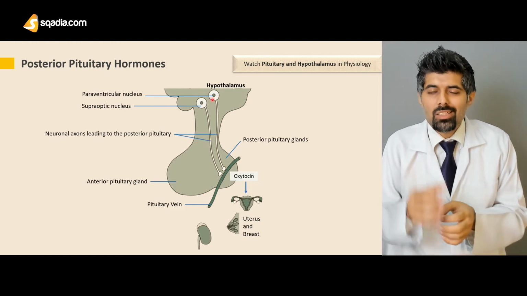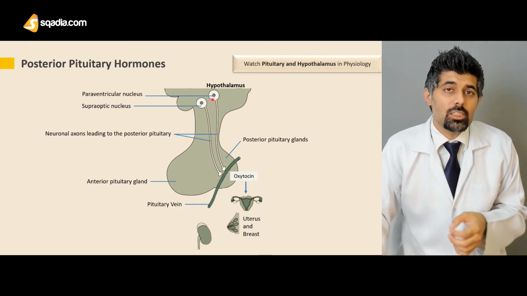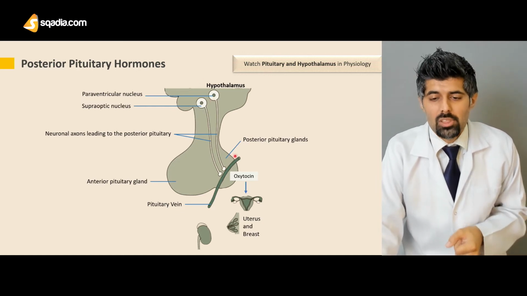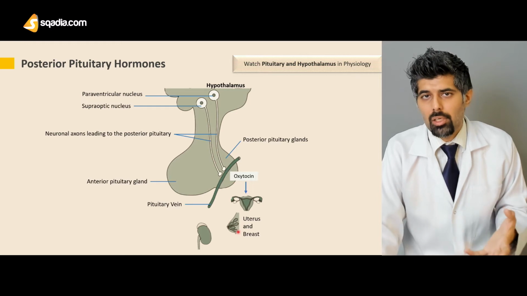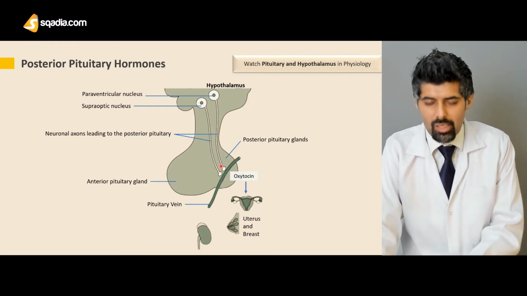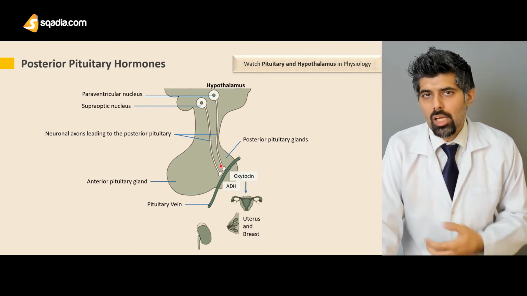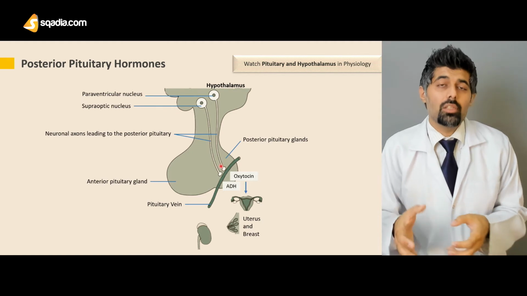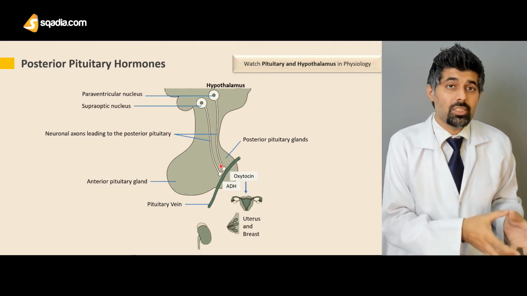Now, oxytocin, when released, affects two of the main organs, one being the uterus and the other being the mammary gland. Now, the supraoptic nucleus, like I said before, releases the ADH hormone. ADH stands for the antidiuretic hormone. The other name for this hormone is vasopressin.